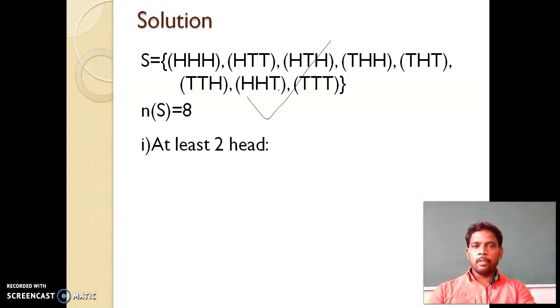So at least 2 heads. What is the meaning of at least? At least means minimum. I need a minimum of 2 heads. So minimum 2 heads means maximum, how many heads are there? You can include that.